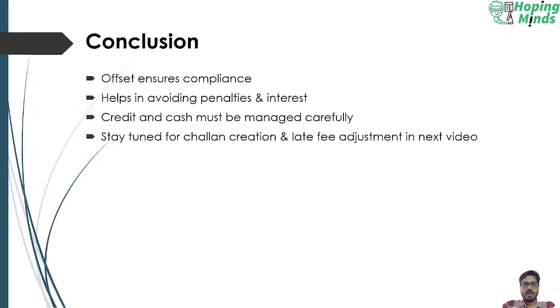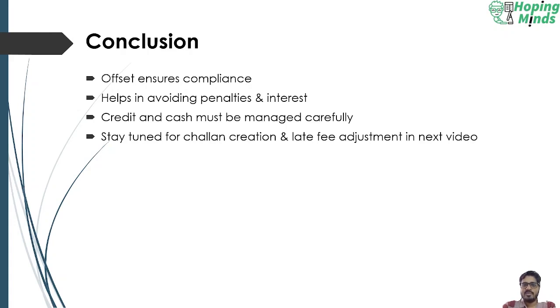So to conclude, offset ensures compliance. So mere having the balances in input tax credit ledger or cash ledger is not sufficient. The output tax liability is settled only once it has been offset against the credit balance or the cash balance in our ledger. So it helps in avoiding penalties and interest. Timely filing of GSTR 3B return and offsetting the liabilities ensures compliance, and it avoids the penalties and interest.